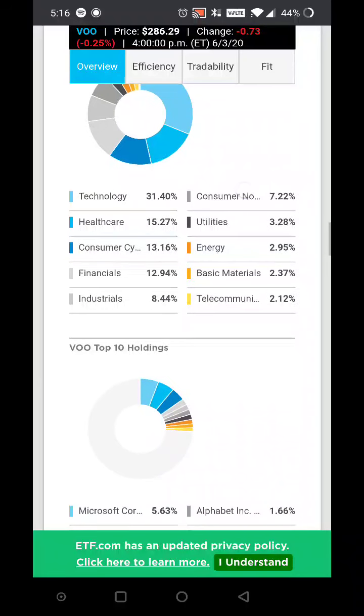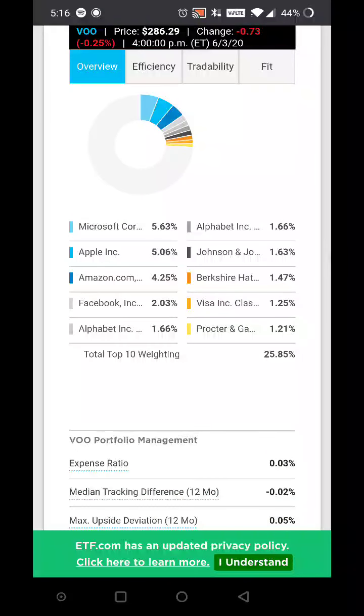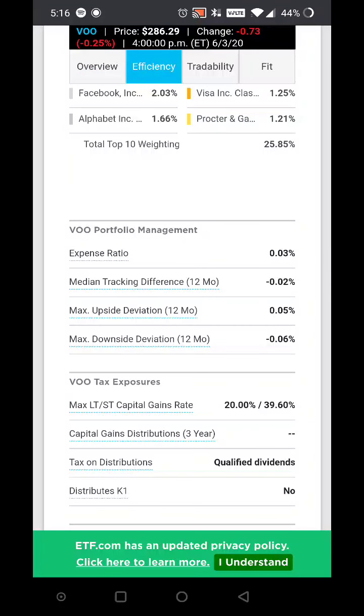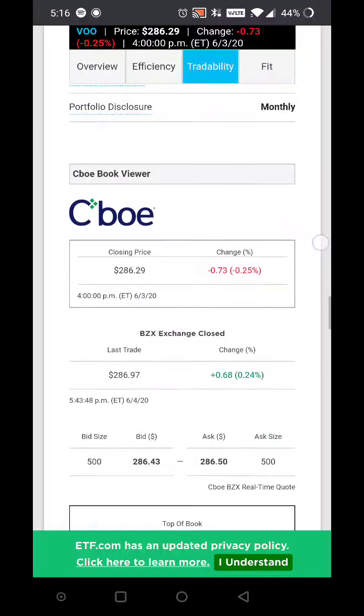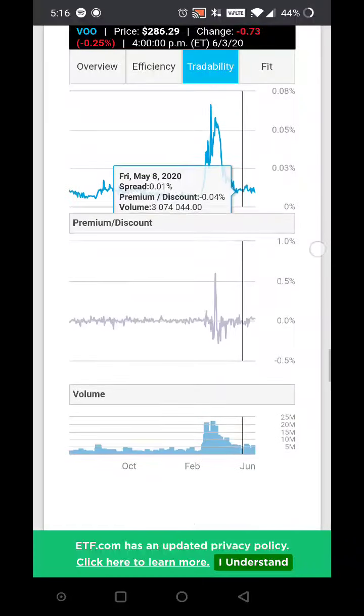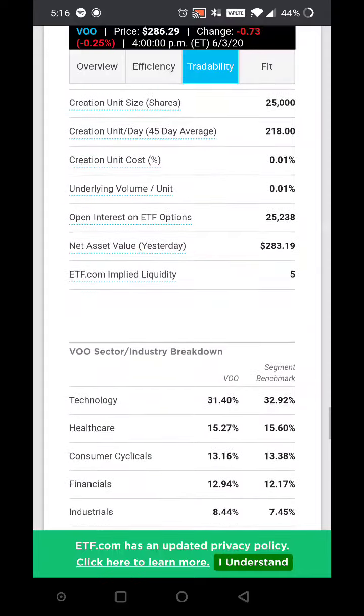You can see its sector breakdown, which can be really helpful depending on what you need. If you need more tech or you need more telecom. You can see the exact holdings: Microsoft, Apple, Amazon being the largest by far. And again, expense ratios. You can see all sorts of cool stuff here.